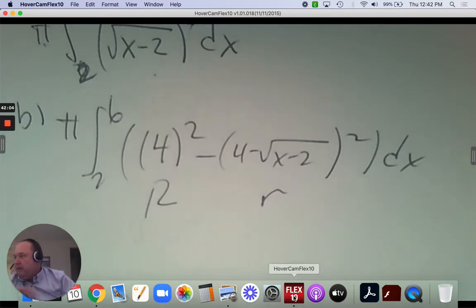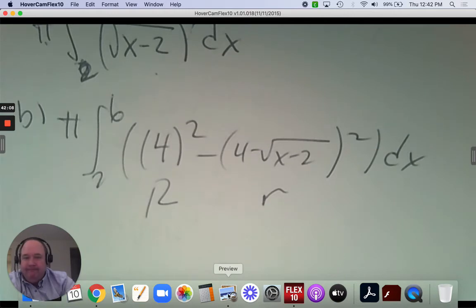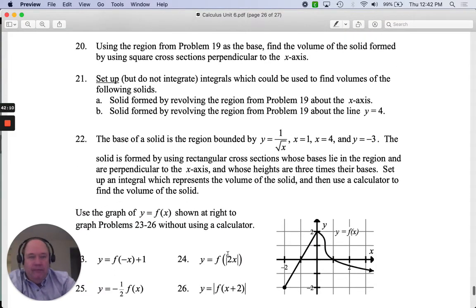All right, number 22. This is a completely new question. The base of a solid is the region bounded by y equals 1 over root x, x equals 1, x equals 4, and y equals negative 3.